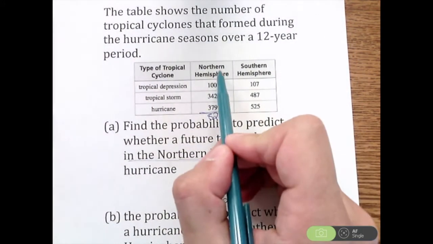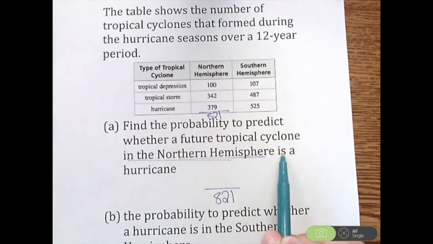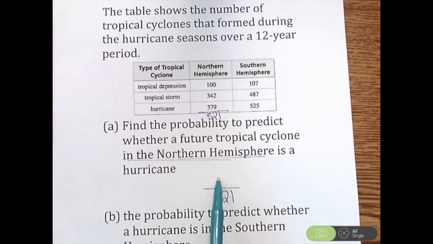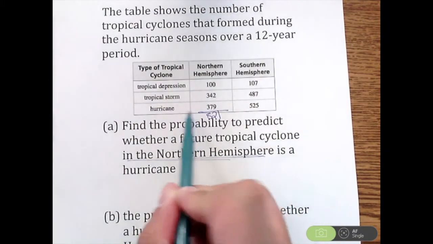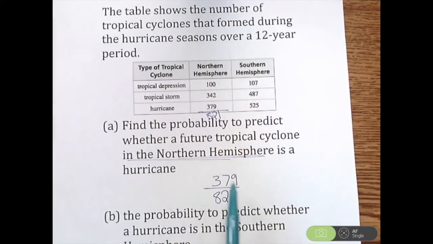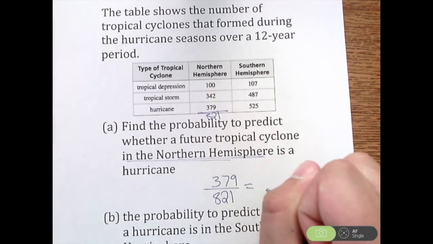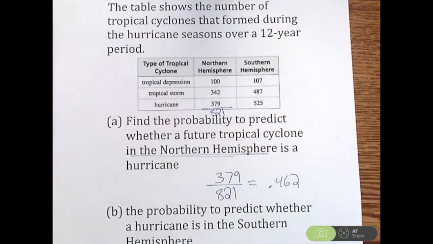Well, of those 821 different cyclone events in the northern hemisphere, how many are a hurricane? Because it's the part over the whole. Well, the part is 379 are hurricanes. So 379 over 821. If you divide those two, you get 0.462 as your probability.